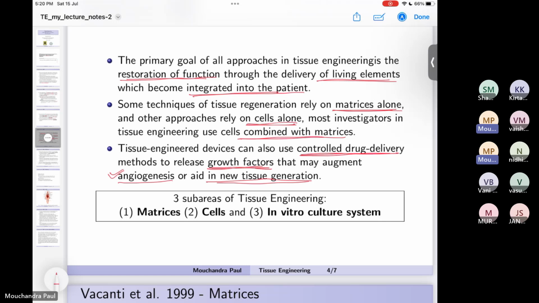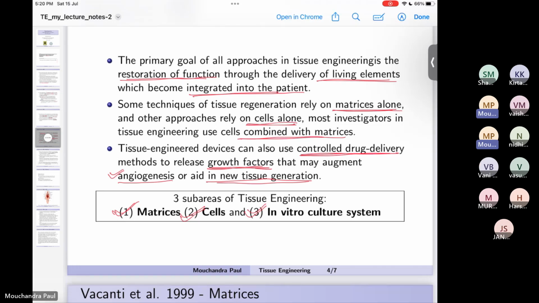While you're making this kind of product, you need to focus on three main sub areas. One is, you need to decide what kind of matrix you want to use. And then you need to decide what kind of cells you will use, and then if you're using cells, how will you culture the cells so that you get around million to billion numbers, and that number is called a clinically meaningful cell number. So you need to grow that many cells. How will you do that? So you need to consider these three factors.